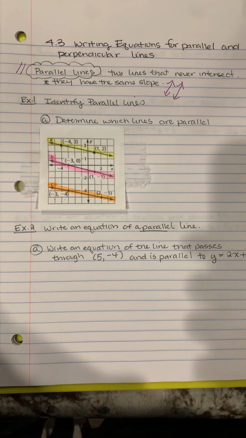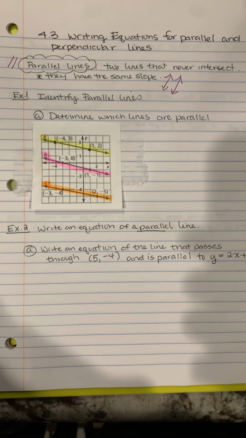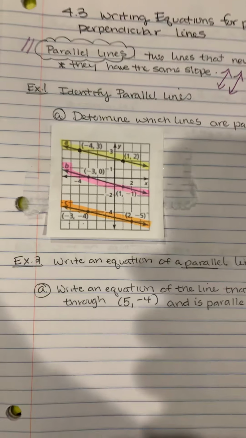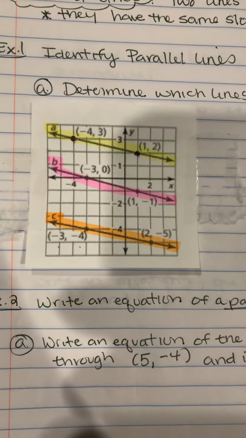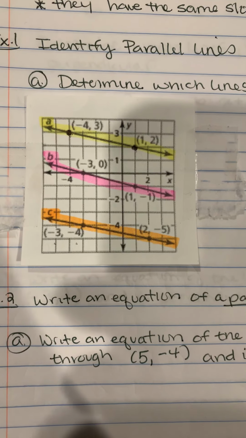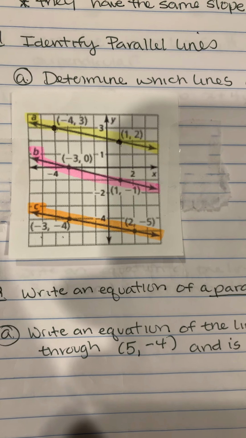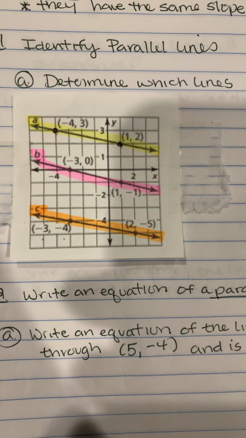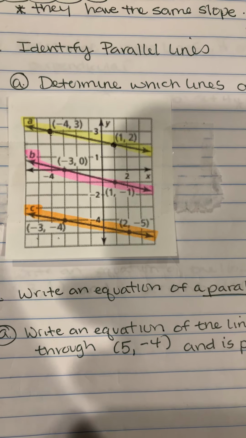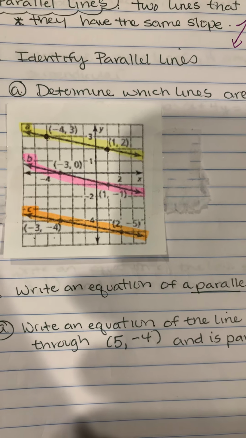Example 1 is asking us to identify parallel lines, so we have to determine which lines are parallel. I'm going to zoom in on the diagram so you can see. A is the yellow line, B is the pink line, C is the orange line. And basically what you're going to have to do is find the slope. You want to find the slope of each line. So there's a couple things you can do.